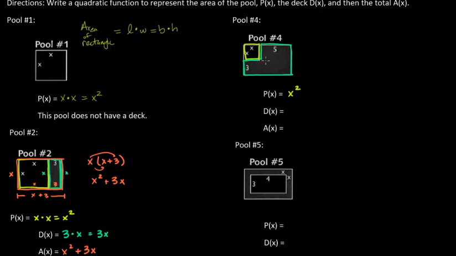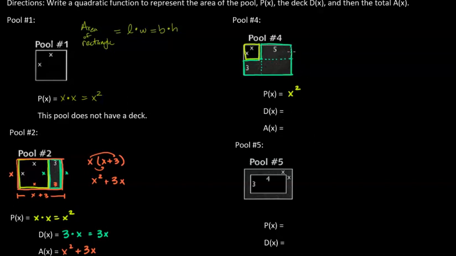So what I'm going to do is I'm going to break that deck into 3 different rectangles, because I know I can find the area of a rectangle fairly easily by doing this length times width. So I've broken this deck into 3 different rectangles, and as long as I know the dimensions, the length and width of each of these rectangles, I can find the area of each one and then combine them all together to find the deck area function.